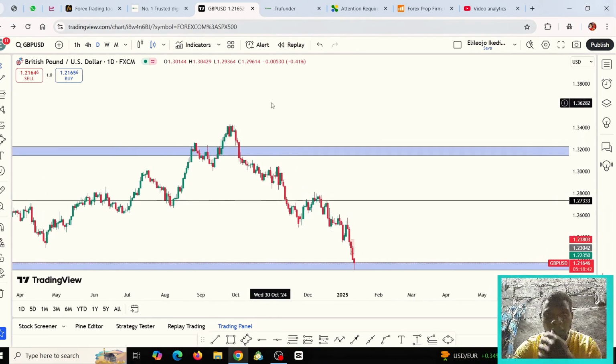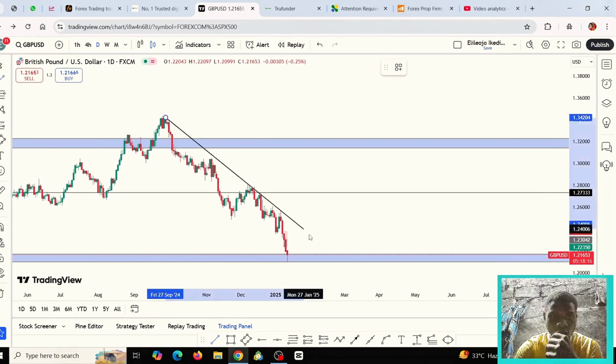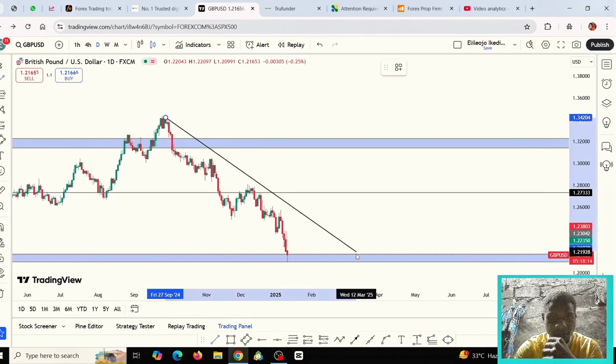Now I'm looking at the daily time frame of GBP USD. Again, the first thing we need to do is identify the outermost points, which are these and these and these. These are the outermost points. We pick up the trend line and then we connect them. And remember, the trend line must be placed on the wicks of the candles. Connect them like so.